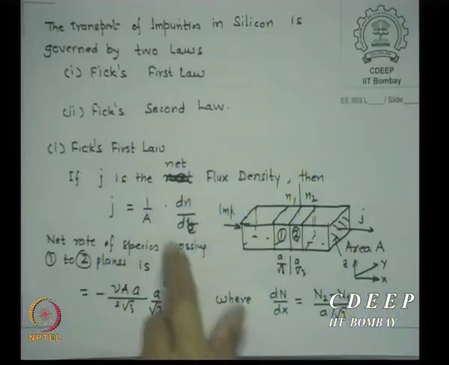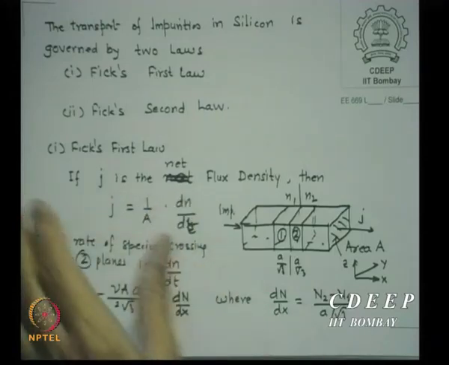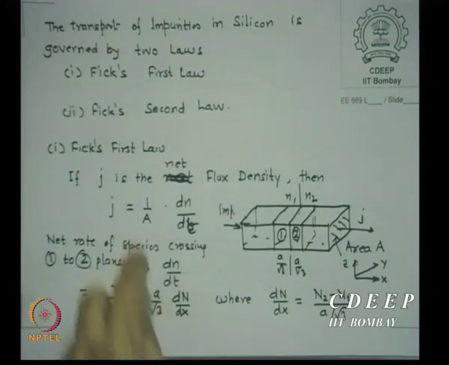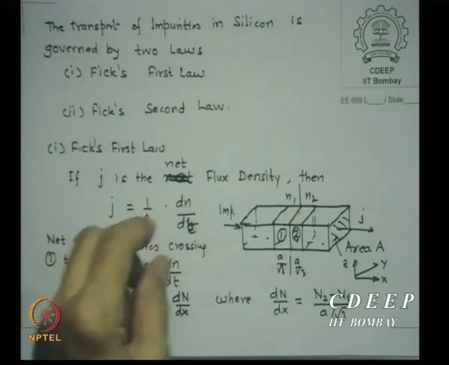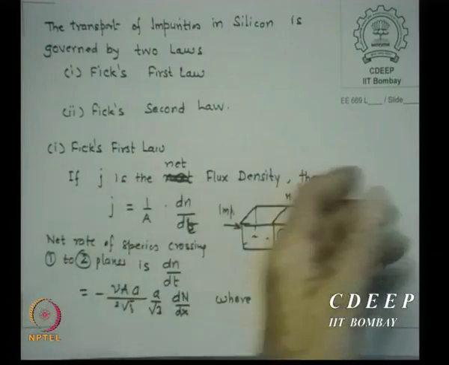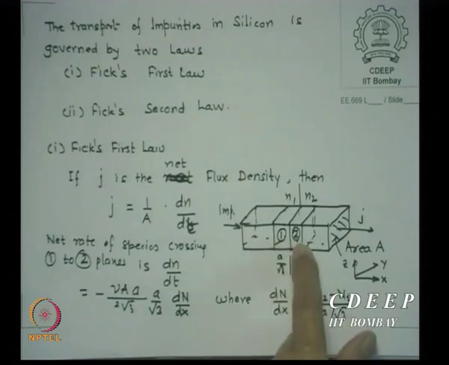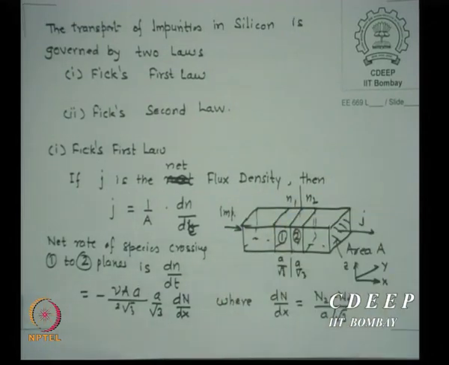So this flux density is per unit area. So it's dn by dt. This is a statement, we will derive this later. 1 upon A dn by dt, where n is the number per unit volume actually. Impurities are coming and going from this plane, n1 or 1 into 2, and there is a diffusion possibility, meaning some numbers can go from 2 to 1, but there will be net numbers going from 1 to 2 if there is a gradient set.